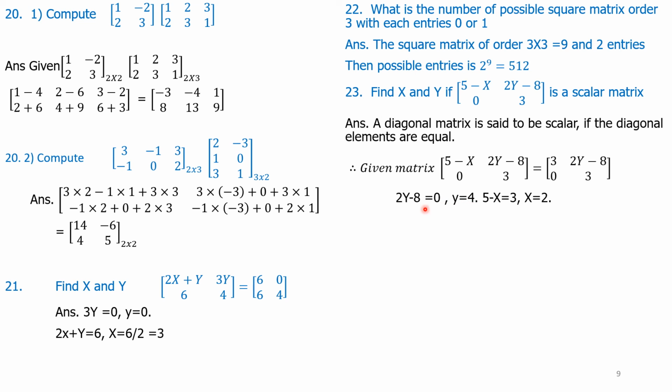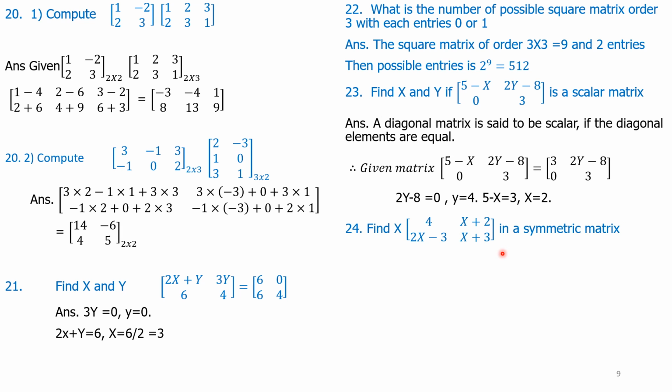Therefore, similarly, 5 minus x is equal to 3. And x is equal to, simplifying, x will be equal to 2. So you remember, in a scalar matrix, the diagonal elements are same. Scalar matrix 3, 3, 2 minus 8 should be equal to 0 and 5 minus x should be equal to 3. These are the principles.